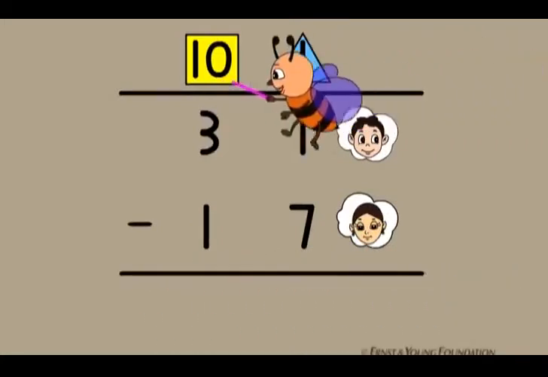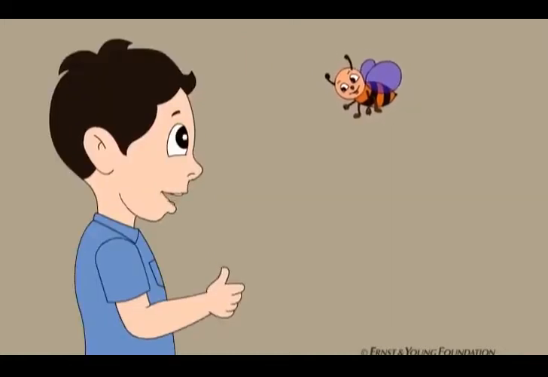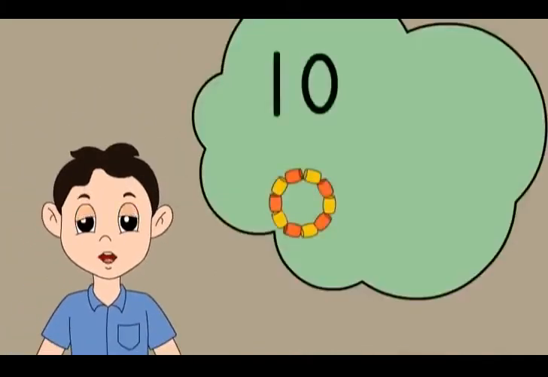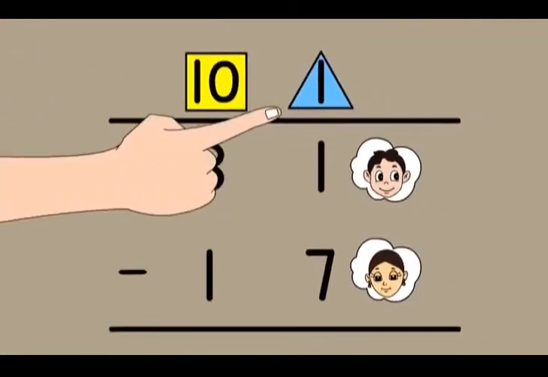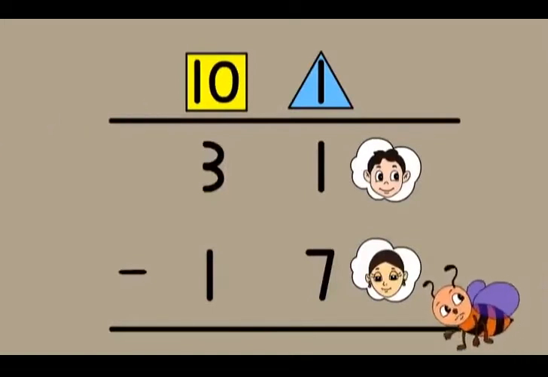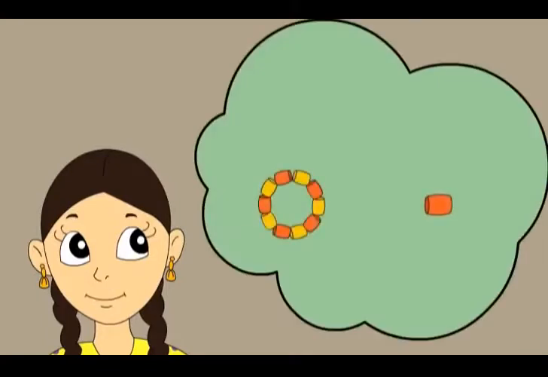Why 10 and 1? Buzz, you forget everything. It is tens and ones. Tens and ones? Buzz, it is something like the bangle and loose beads we kept. One bangle has 10 beads. So, we write 10 instead of keeping a bangle.